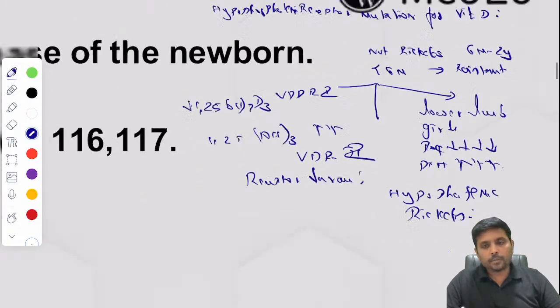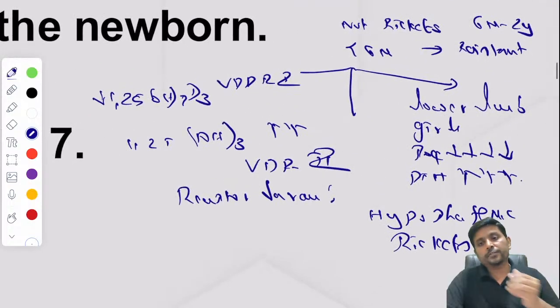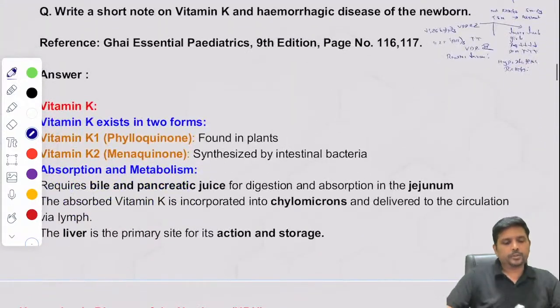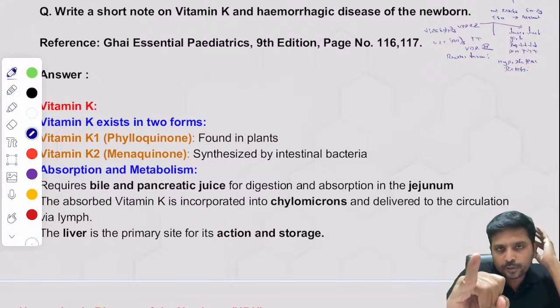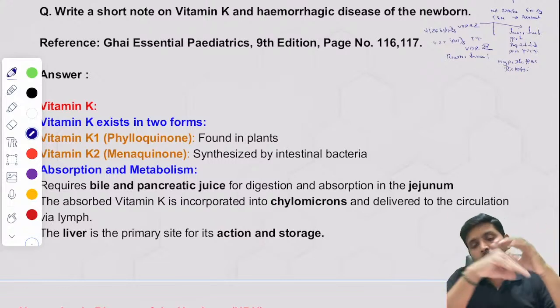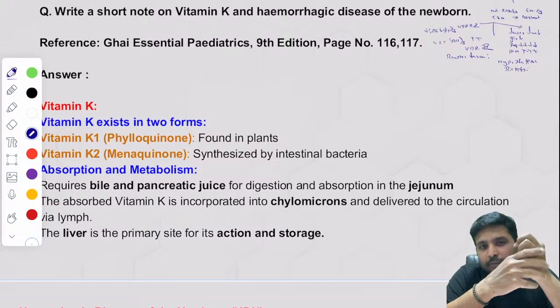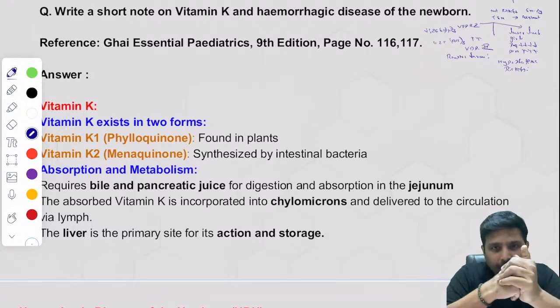This is all about an approach to rickets. Very, very important. So what are all the questions they will ask you in rickets? As far as rickets is concerned, whether growing bones or already grown bones. Second point is pathophysiology of vitamin D. Third point is control of vitamin D with respect to serum calcium, phosphorus and parathyroid hormone.